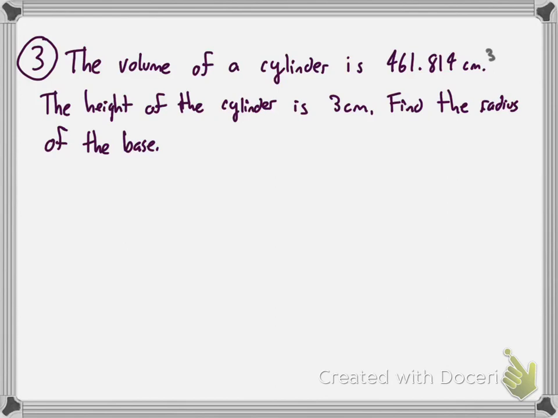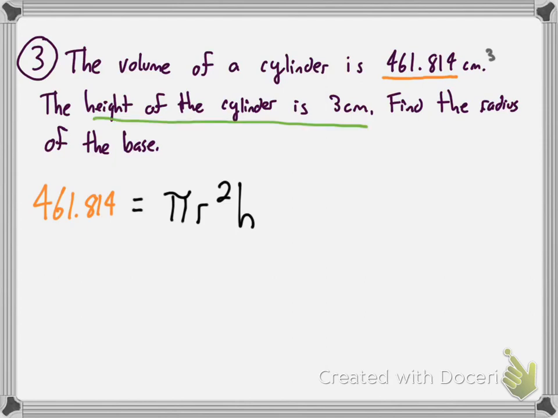So what I'm going to do from here, I'm going to use my volume formula, and I'm just going to do the same thing. Even though this is a decimal, I'm still going to work out everything the same way. I'm going to plug in that decimal for my volume, because that's my volume. I'm going to plug in 3 for my h, because it gave me the height. And now, all I have to do is solve again.